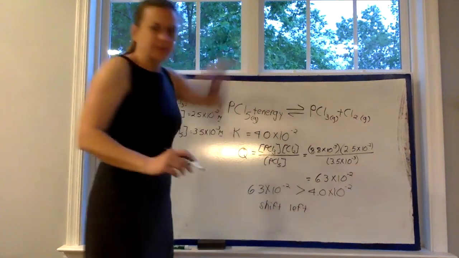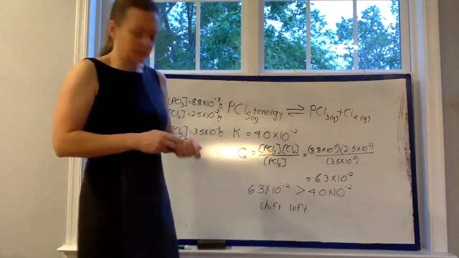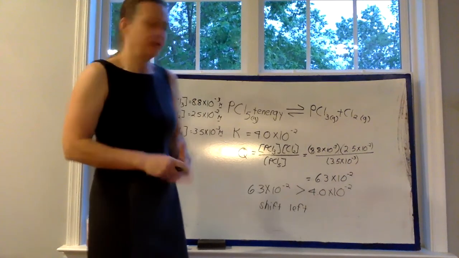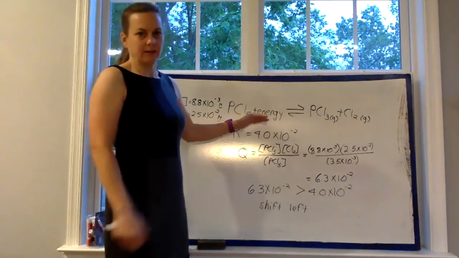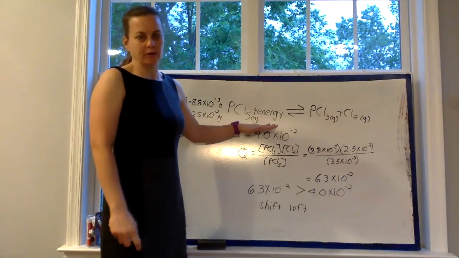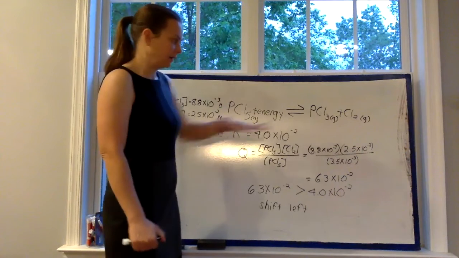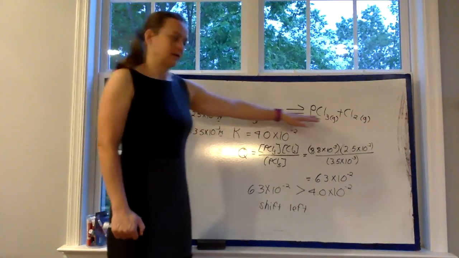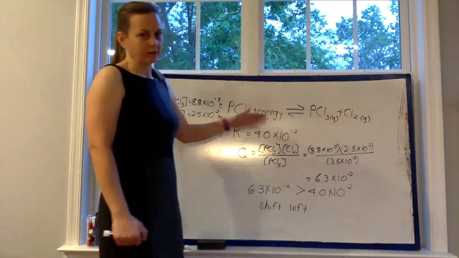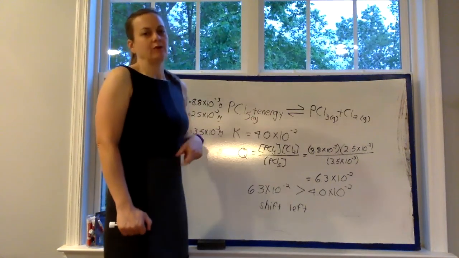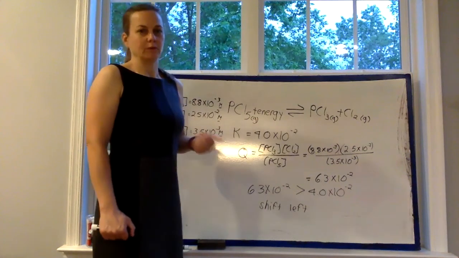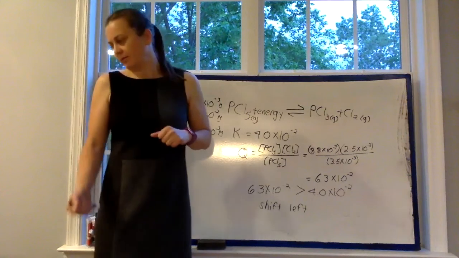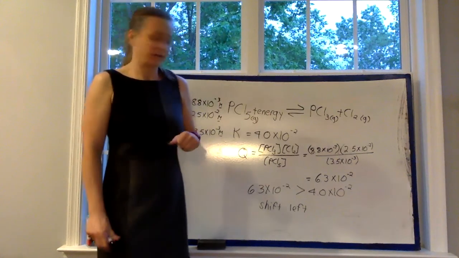Now we can take this one step farther because we know that it's going to shift to the left. If they asked us what would happen to the temperature, well, we know that this is an endothermic reaction because we see energy over here on the reactant side. So if this shifts to the left, we're accelerating our exothermic reaction. We're going to produce energy, so it's going to get warmer. So the temperature will increase. Okay, so that's reaction quotient in a nutshell.